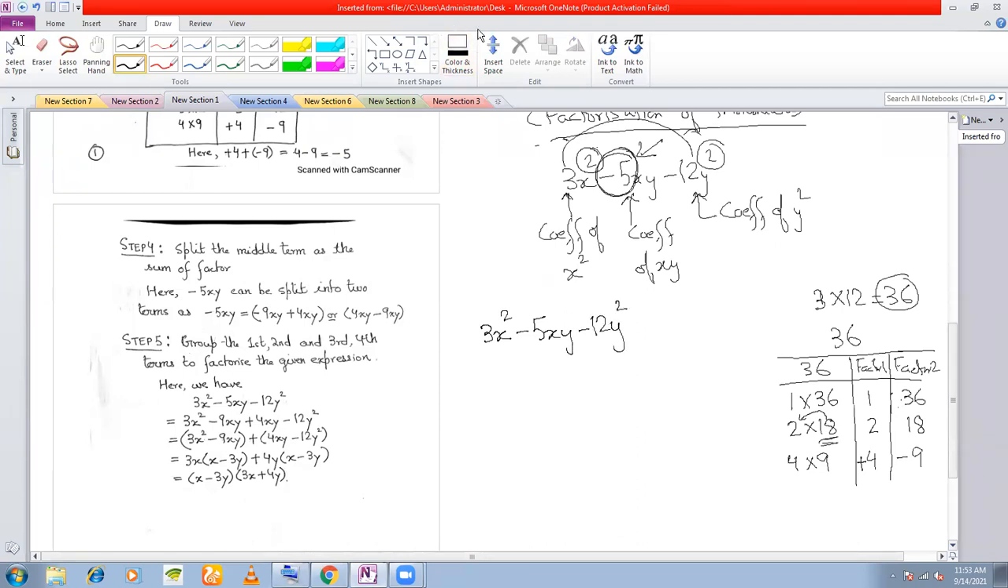Okay, we start with this, and because I have got plus 4 and minus 9, I will break this middle term. I write 3x square as it is, and because I have minus 5xy and I've got minus 9 and plus 4, I can write this as plus 4xy minus 9xy. See, I have broken this middle term into plus 4xy and minus 9xy. Is that clear to everyone?